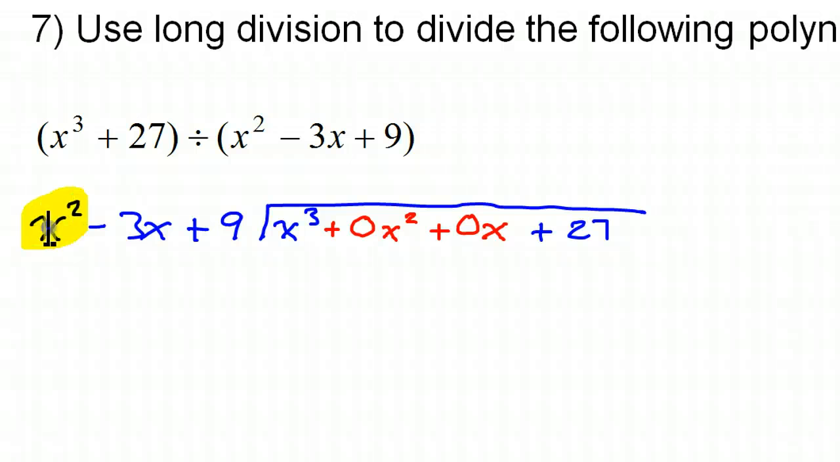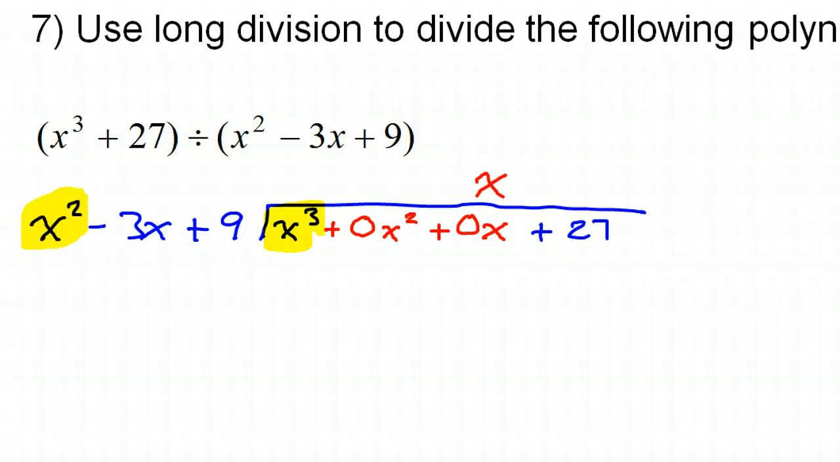Now focus on the first term of each polynomial. And you should ask yourself, x squared times what will make x to the third power? And hopefully you immediately think x. X squared times x would make x to the third power. Okay, so that's what goes up here. Now I like to line up my like terms, so I'll put my x right here. Not super important, but it helps you know when you're done.